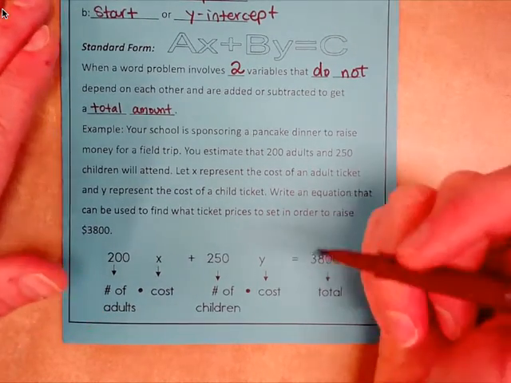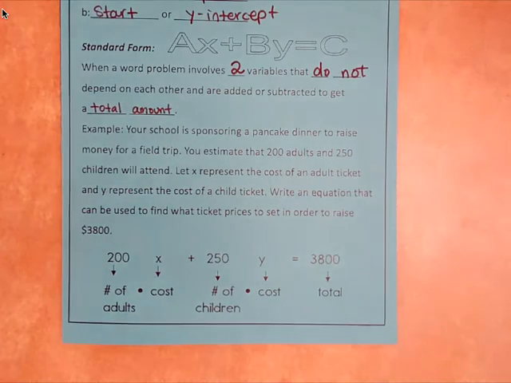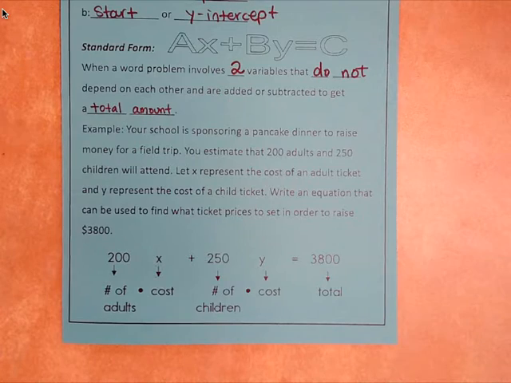So an example of this one is your school is sponsoring a pancake dinner to raise money for a field trip. You estimate that 200 adults and 250 children will attend. Let X represent the cost of an adult ticket and Y represent the cost of a child ticket. Write an equation that can be used to find what ticket price should be set in order to raise $3,800.